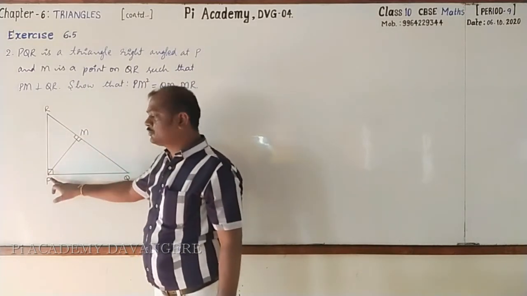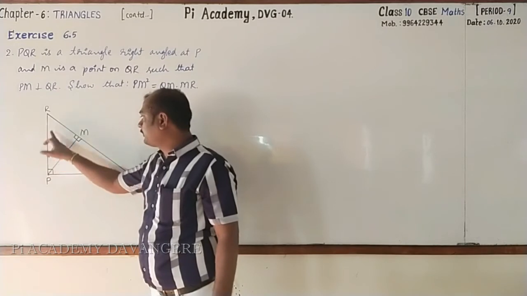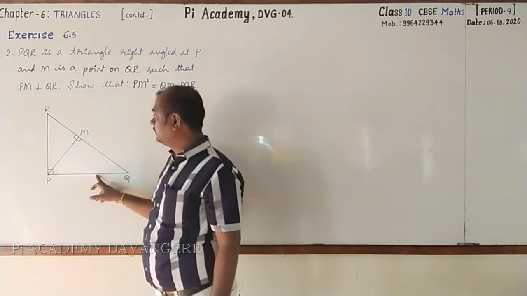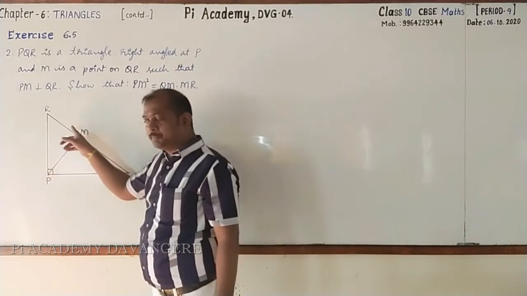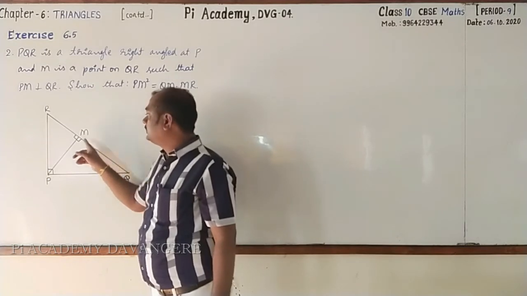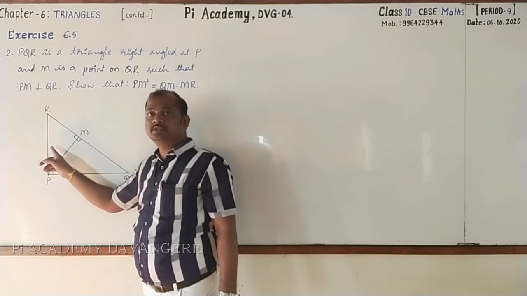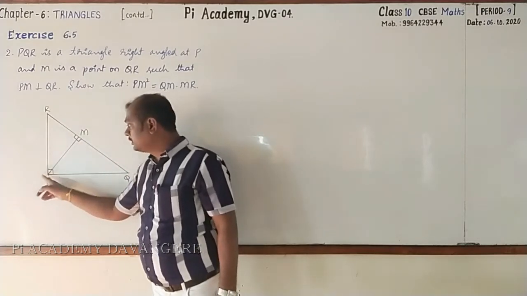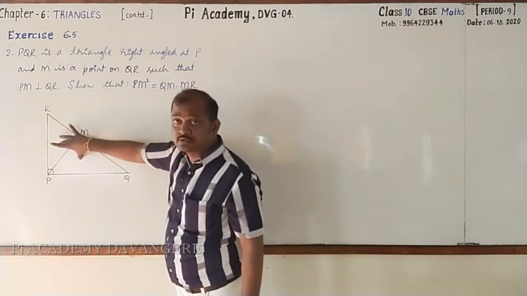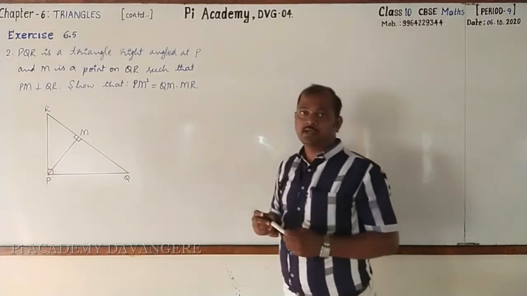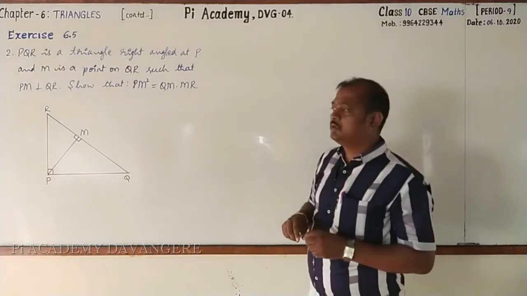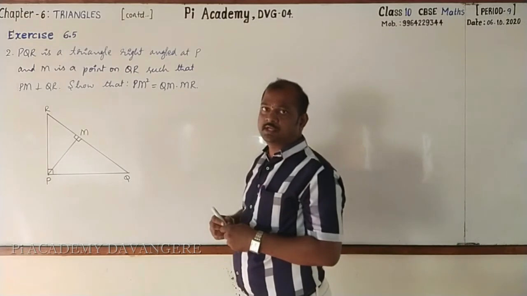The perpendicular drawn from the vertex of the right angle of a right triangle to the hypotenuse divides the triangle into two triangles, and each of these triangles is similar to the given triangle, and they are also similar to one another. Followed? So let's go for using that statement.